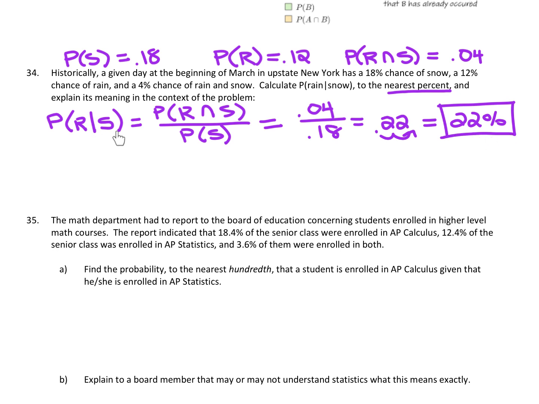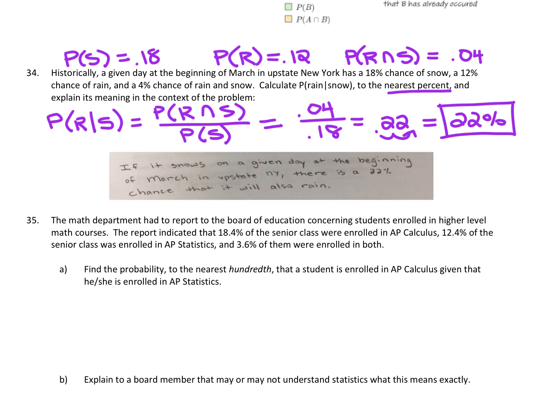And think about what that means, given snow. Doesn't that mean, another word for given is if. If it snows, there's a 22% chance that it will rain. Okay, so they do say they want you to explain its meaning in the context of the problem. I mean, technically you could write the probability of rain given snow is equal to 22%, but what does that mean? They want you to explain it. So I would say, if it snows, and I was more specific, on a given day at the beginning of March in upstate New York, there is a 22% chance that it will also rain.